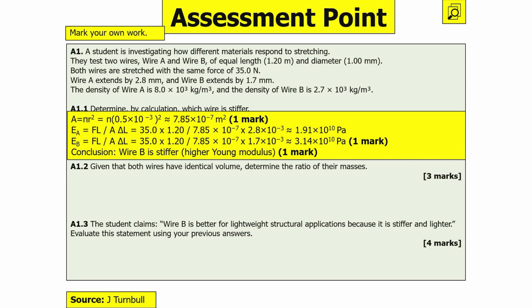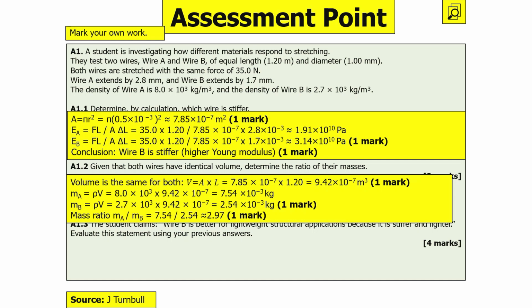The Young modulus of each one is force times by length over area times by the extension. So for A, that gives us 1.91 times 10 to 10 pascals, and for B, it gives us 3.14 times 10 to 10 pascals. So therefore, wire B is stiffer as there's a higher Young modulus.